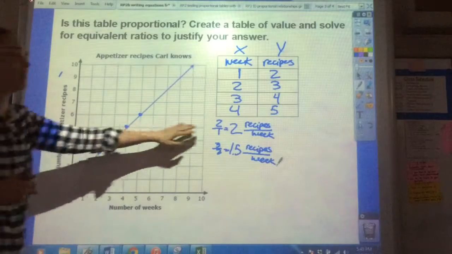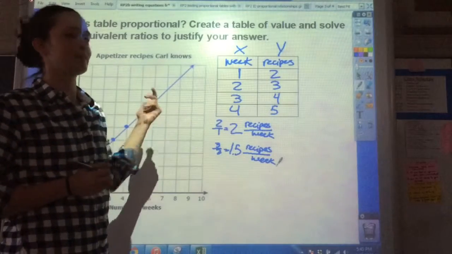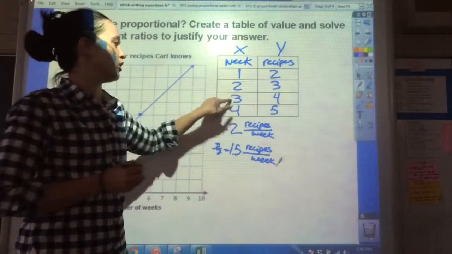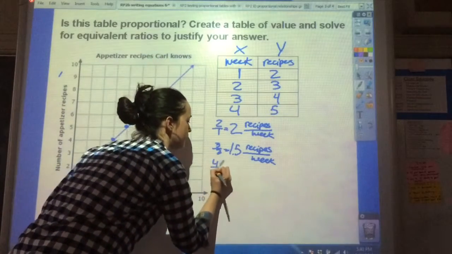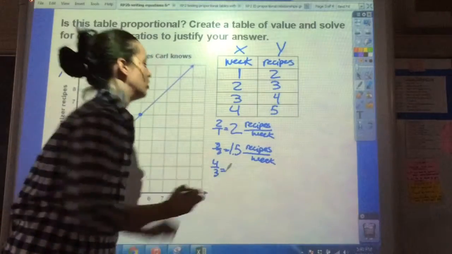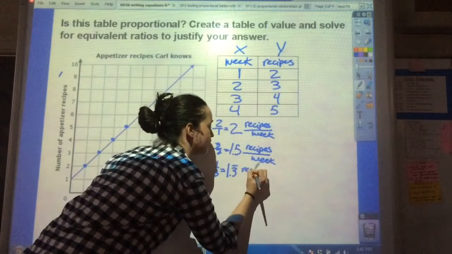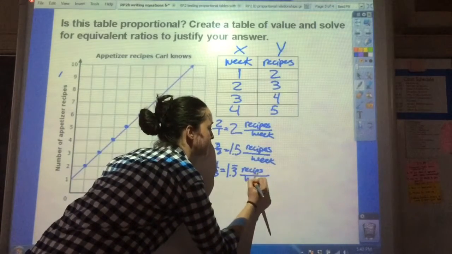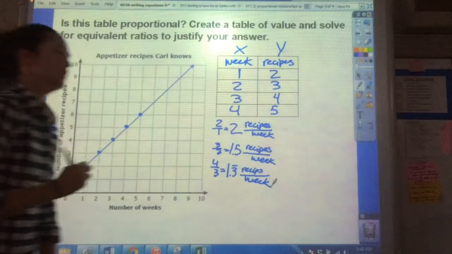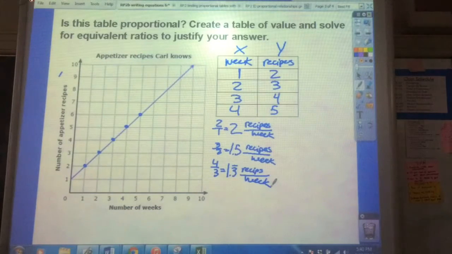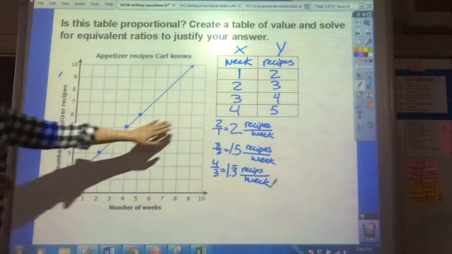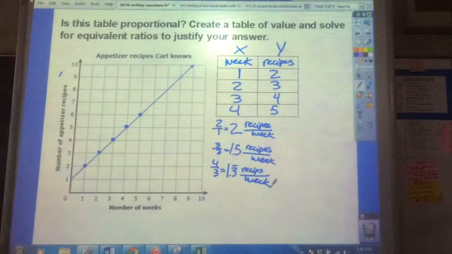I'm starting to notice that this is not the same number. Let's keep going to see if it changes. 4 over 3, because I do y over x, will be 1.3 repeating recipes per week. Okay, this is a very funny pattern. I'm going to stop right here. I can see that this is not the same number, which means it is not proportional.